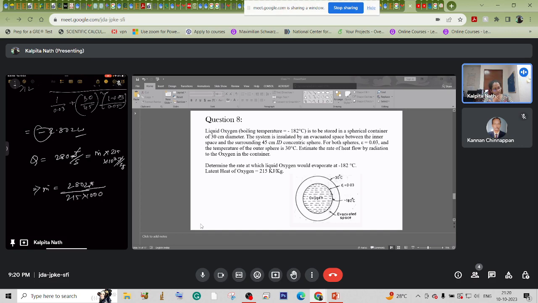This is in kg per second, but we want to convert it into per hour. So if we want to convert it into per hour, we multiply by 3600. So this will come out to be 0.0469 kg per hour. This is the rate of evaporation.